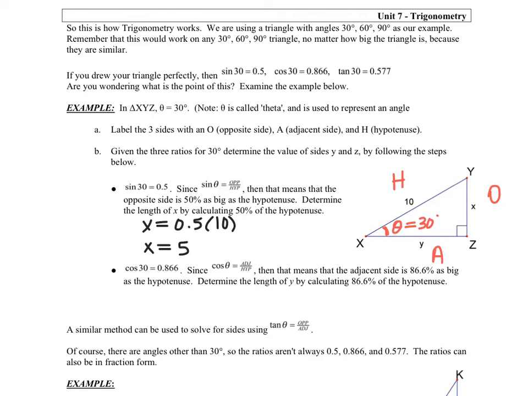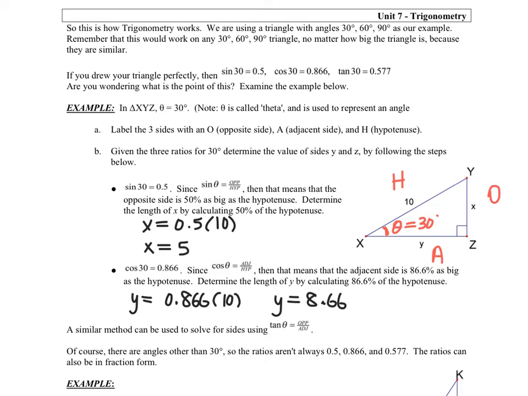So that way, if I were to do opposite over hypotenuse, 5 over 10, I do get that 0.5 that we saw in the previous example. Let's try cos. Cos is adjacent over hypotenuse, but cos of 30 we saw was 0.866, which means cos is going to be 86.6% of the hypotenuse. So I'm going to multiply my decimal by 10, and for y, I get 8.66 units. So if I were to do 8.66 divided by 10, I actually do get that ratio.